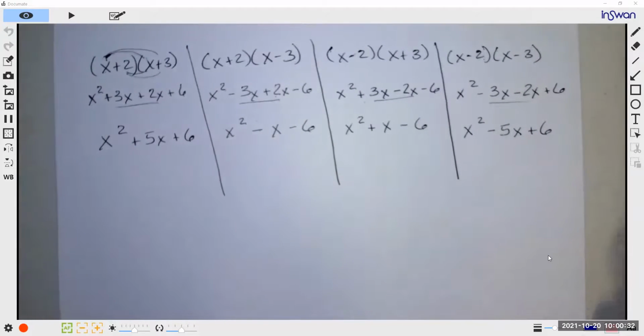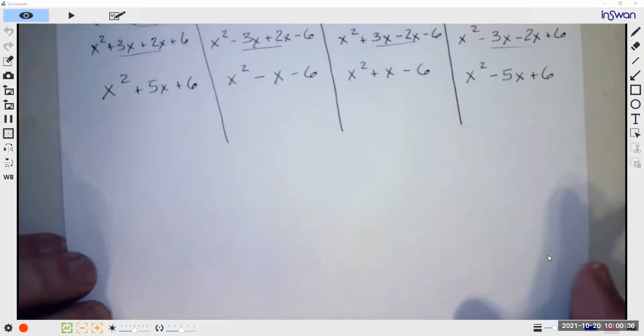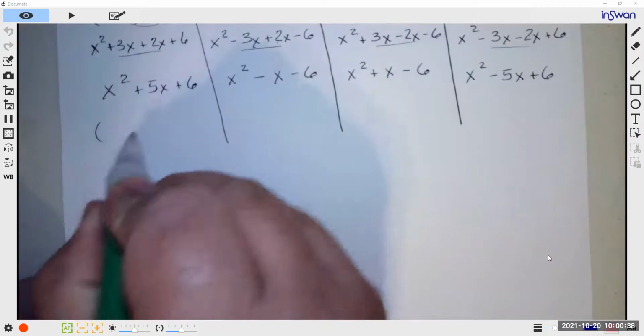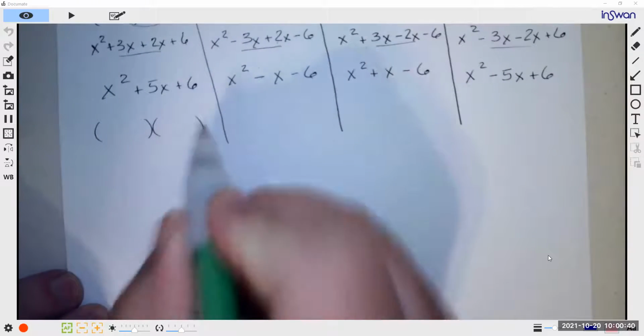Okay, so that's chapter 2 stuff, multiplying and putting them together. Now, chapter 3 stuff is we're going to start breaking it apart. We're now going to factor.